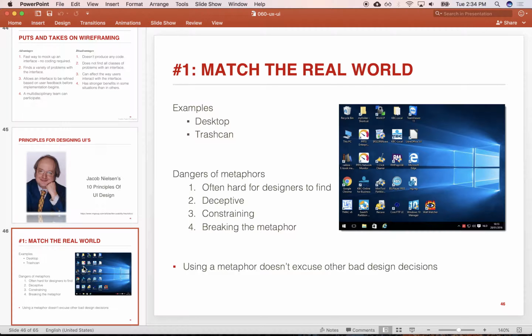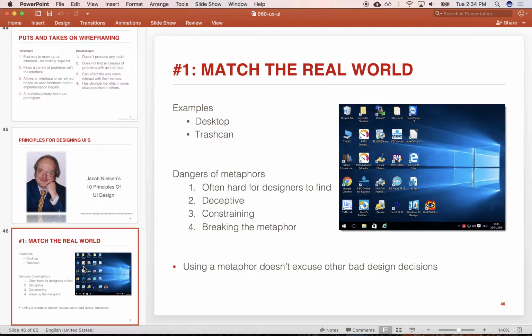And certainly the user interface, in the late 80s, used this desktop analogy of folders and documents, and it allowed us to bring our knowledge of the real world of dealing with real documents on a real desktop.